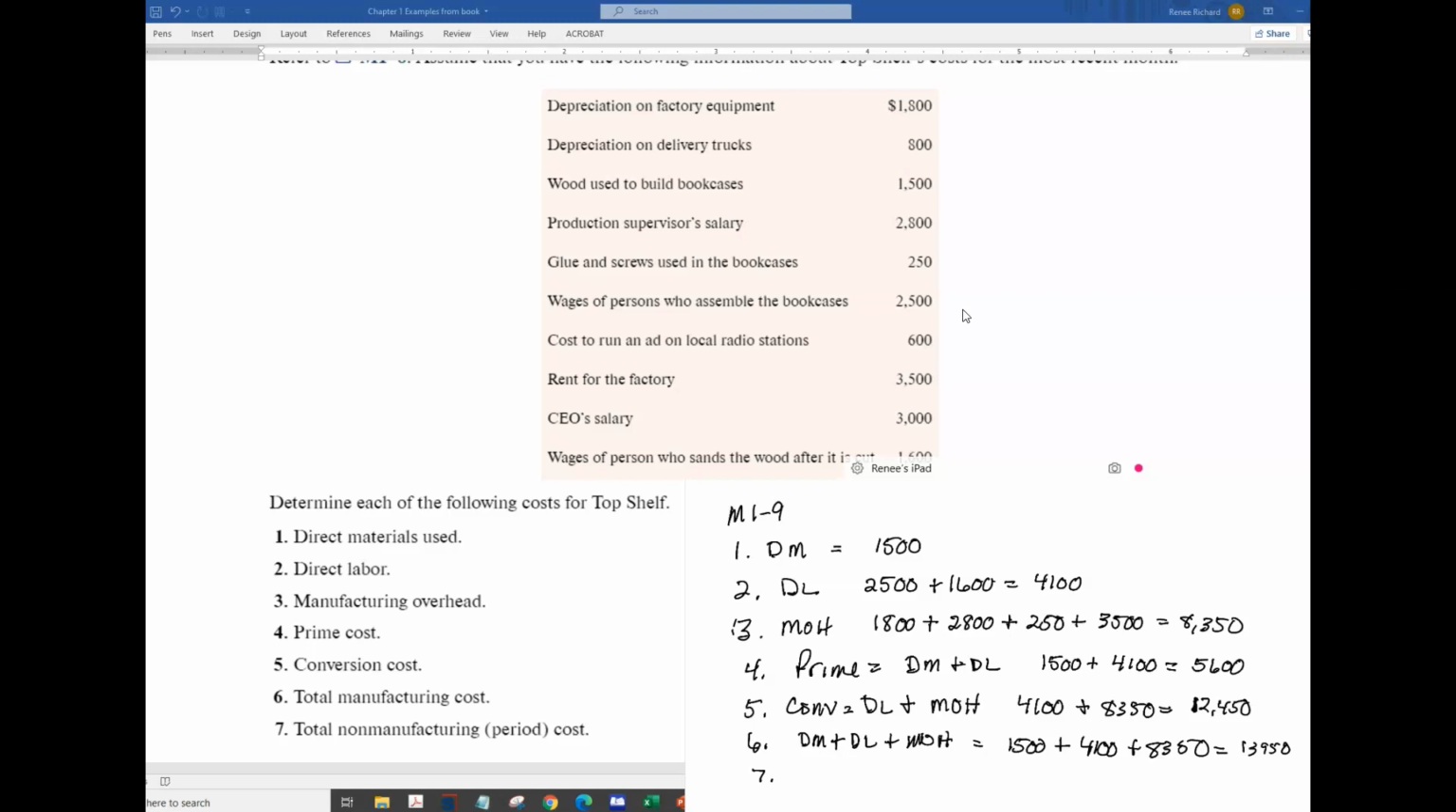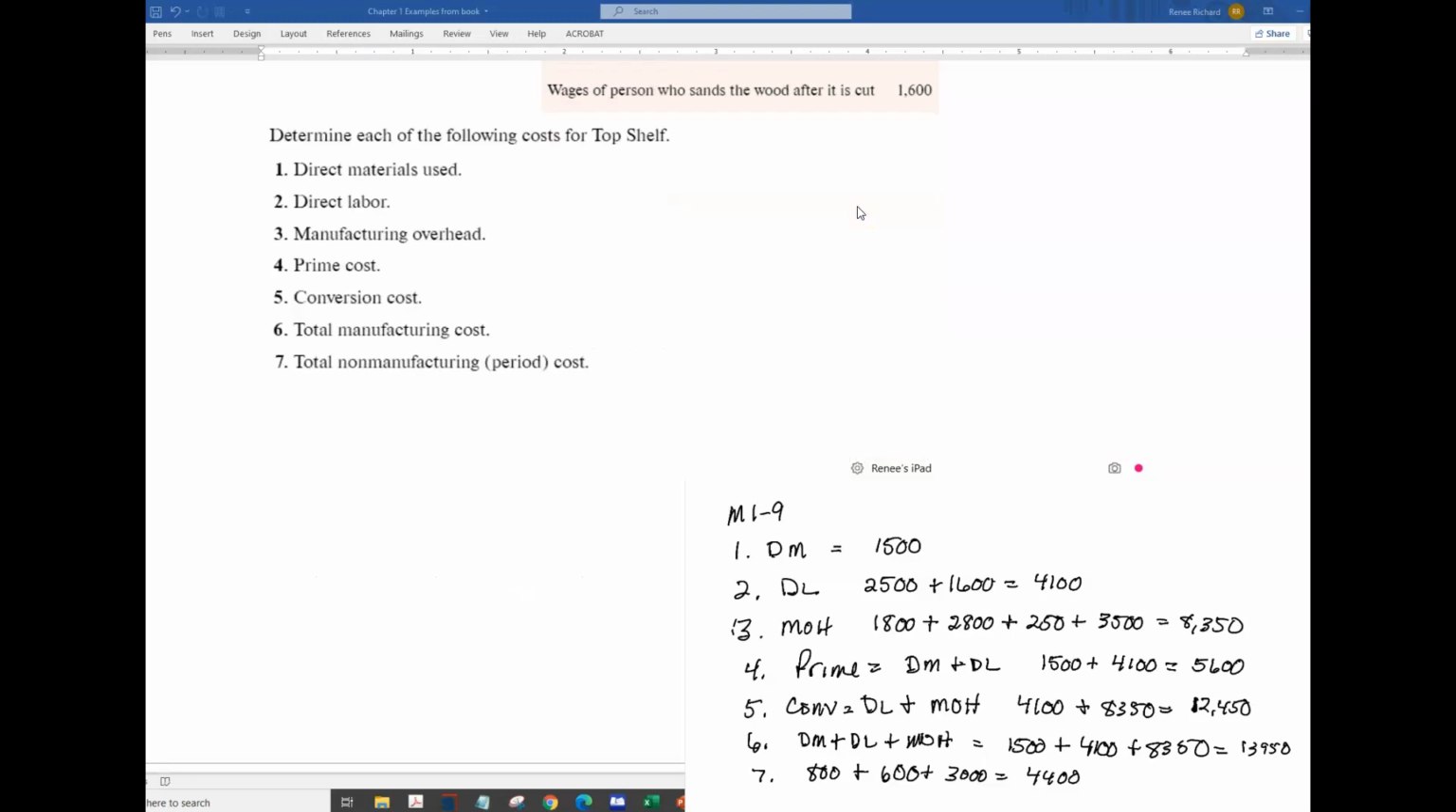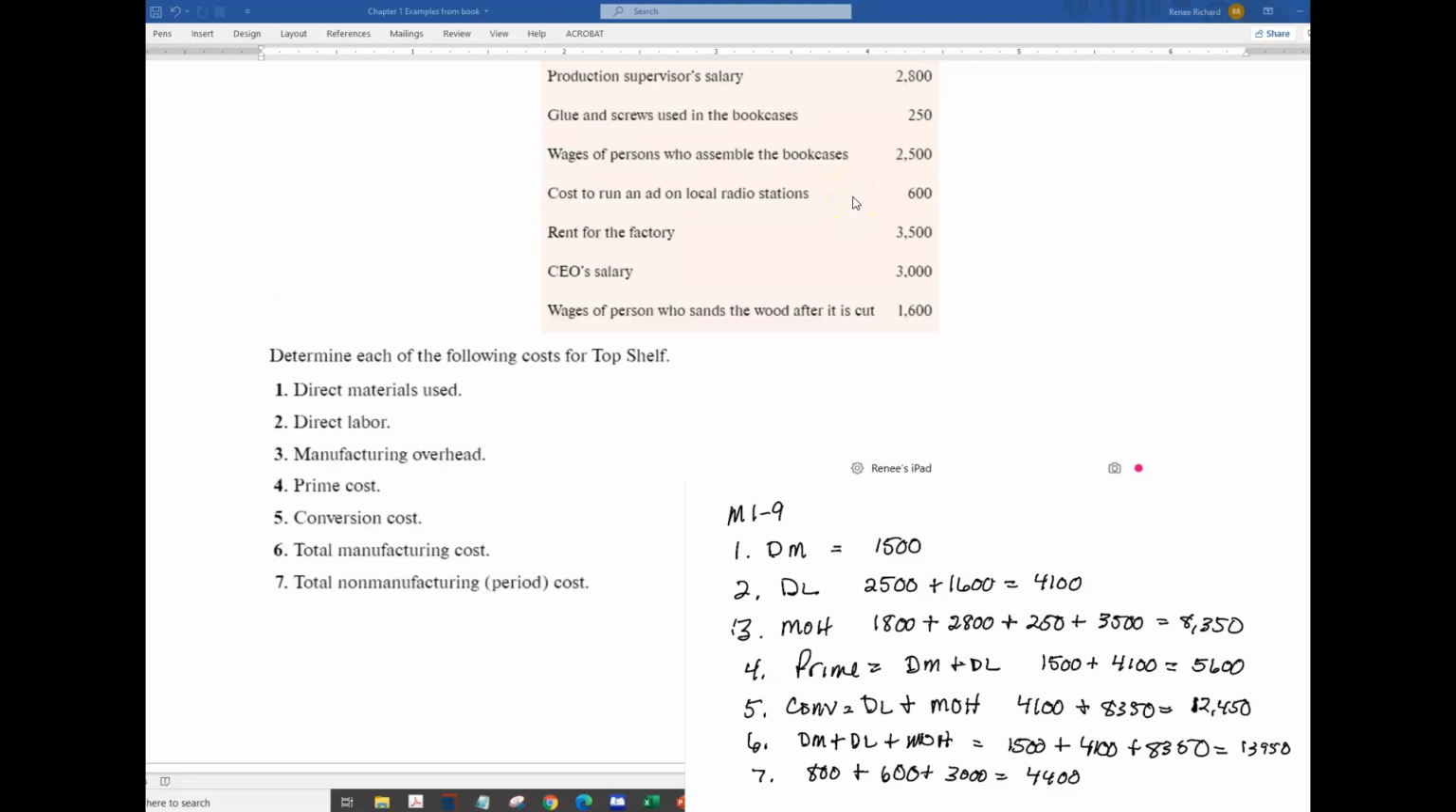Total non-manufacturing costs, which are the period costs. We actually had 3 of those. We had the delivery trucks depreciation, which was 800. We had the cost to run an ad, which was 600. And we had the CEO's salary, which was 3,000. 4,400 total. Okay. So let's move on to the next one.